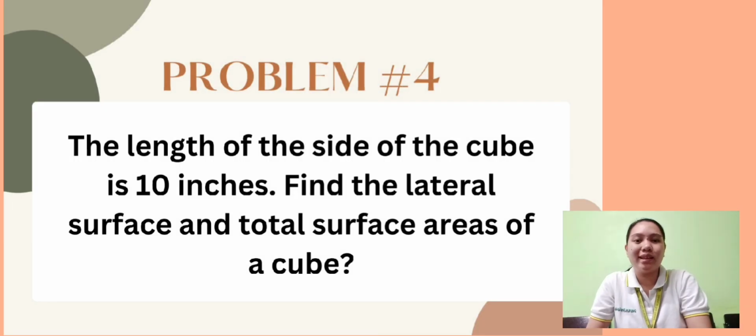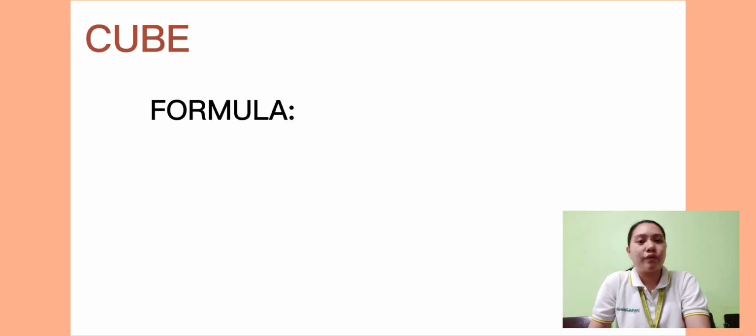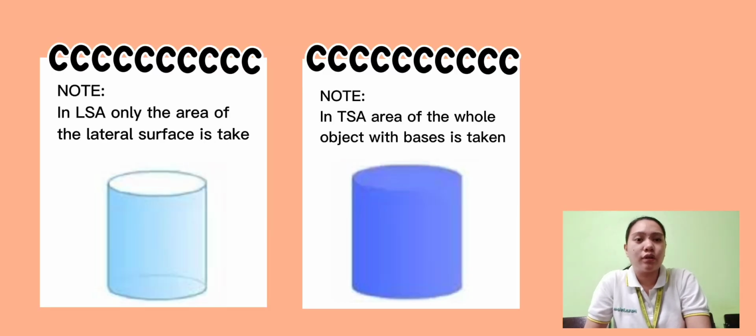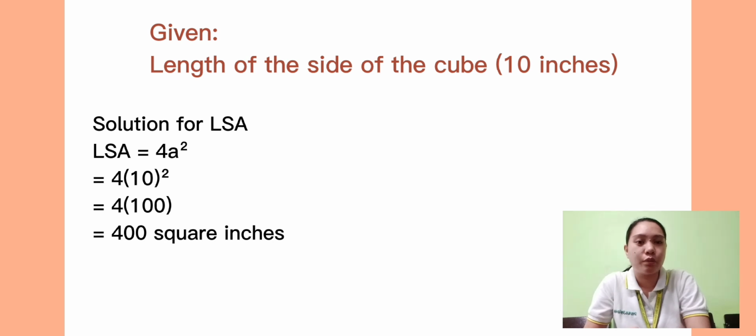We have a given: the length of the side of the cube is 10 inches. Find the lateral surface and total surface area of a cube. So the formula of lateral surface is 4a squared, and the formula of total surface is 6a squared. To find the value of the lateral surface, we solve using 4 as in the formula. If you ask why 4, it is because a cube has 4 faces for the lateral surface.